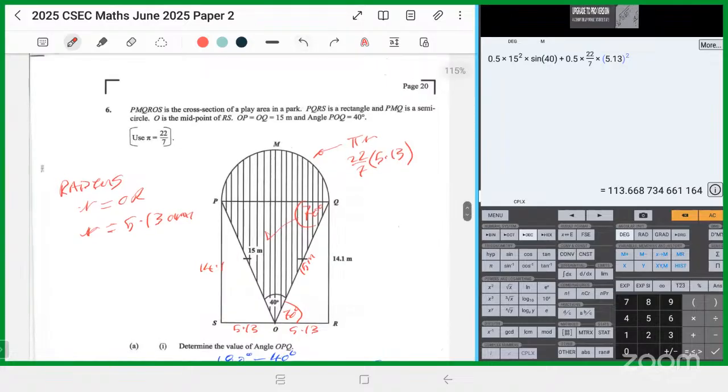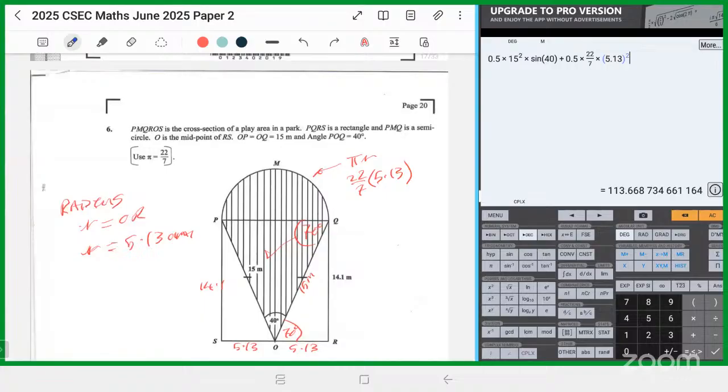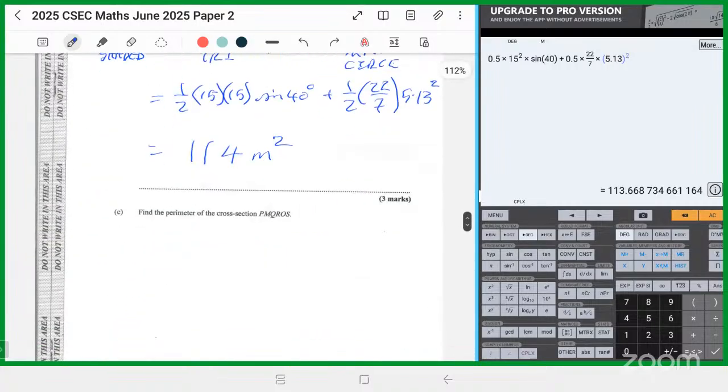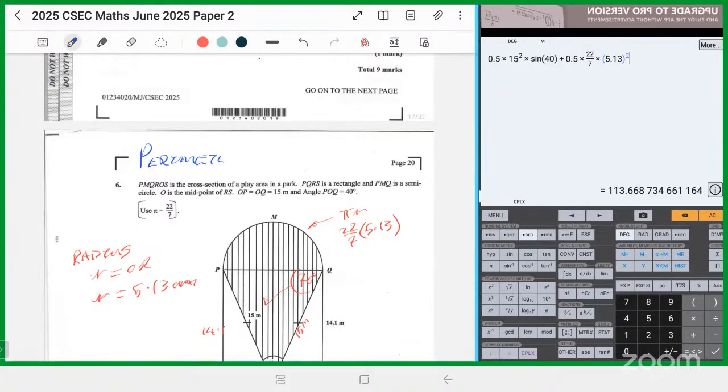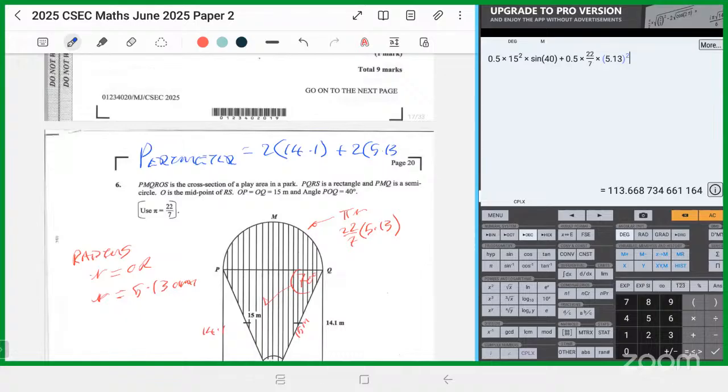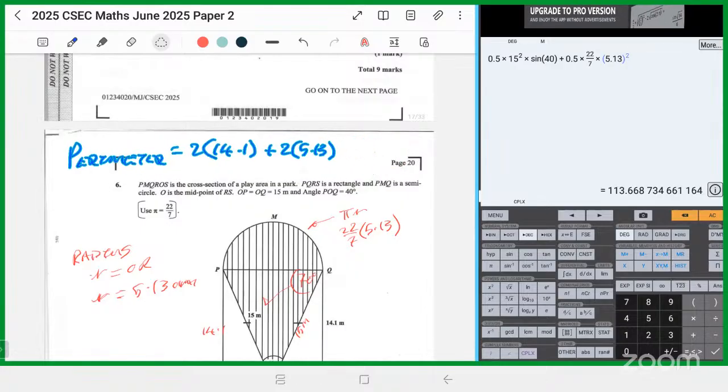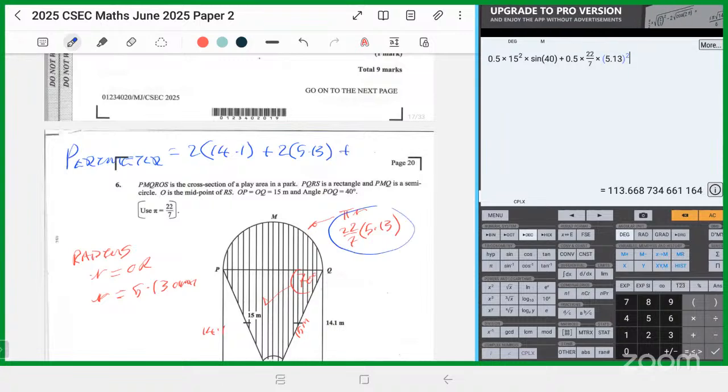Let's write it up now. So the perimeter is 2 times 14.1 plus 2 times 5.13, plus pi r up here, half of a circumference, 22/7 times 5.13. That's going to give us our perimeter.